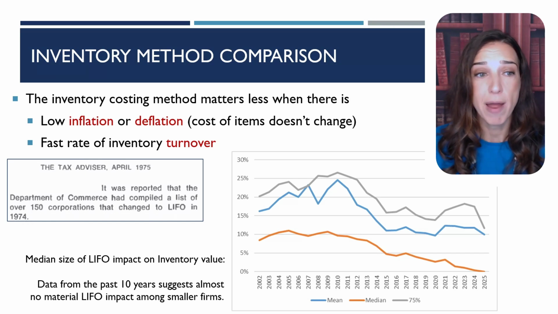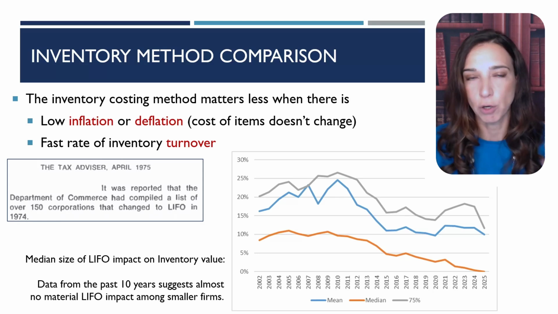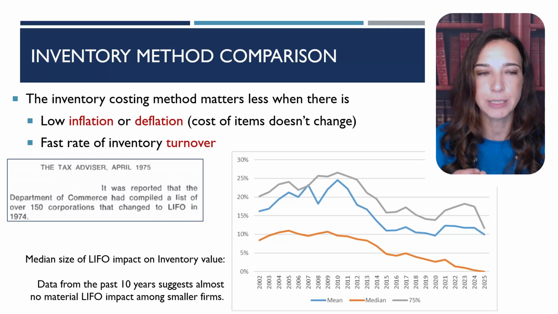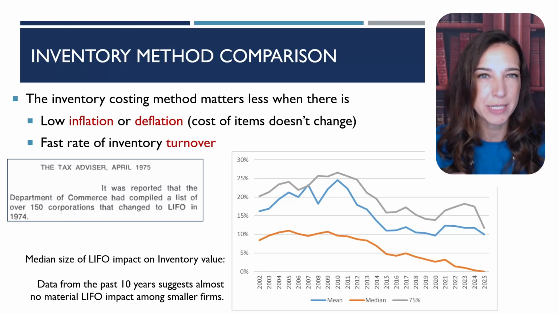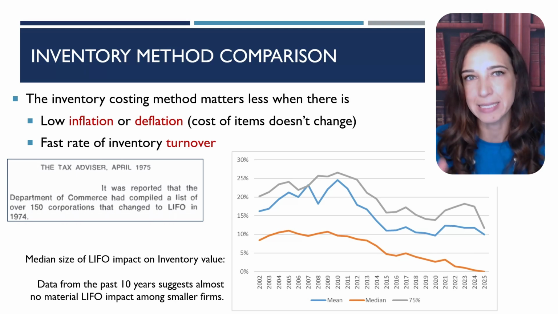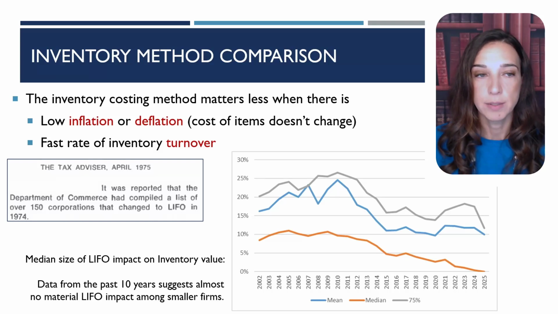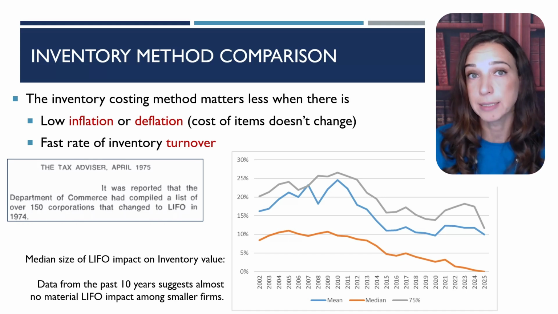Same thing if you have a very fast rate of inventory turnover. If you buy a lot of inventory, and even if you have inflation or deflation, you also sell the majority of that inventory within the same period, so you don't have a significant carryover, there's going to be a difference between the methodologies, but it's not going to be material enough to be very significant. But for plenty of industries and plenty of companies, they have a fair amount of input price variability over time, and the rate of inventory turnover is not so high that it doesn't make a difference.